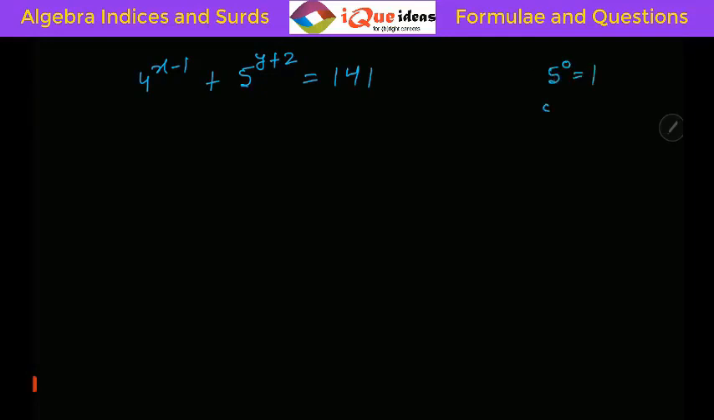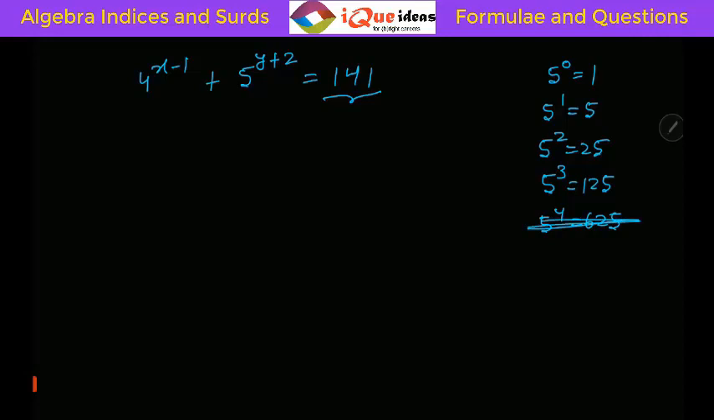5 raised to 0 is 1. 5 raised to 1 is 5. 5 raised to 2 is 25. 5 raised to 3 is 125. 5 raised to 4 is 625. Now please see that the addition here is 141. So 625 is higher than 141, so it won't be useful in any case.